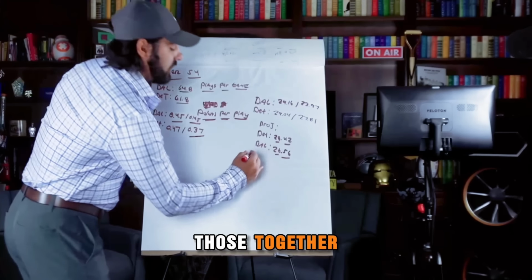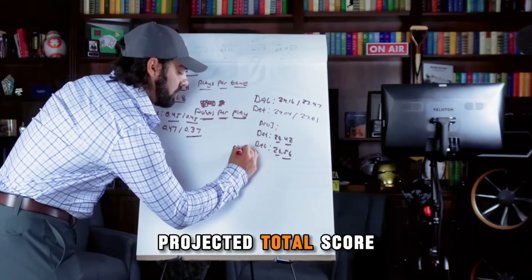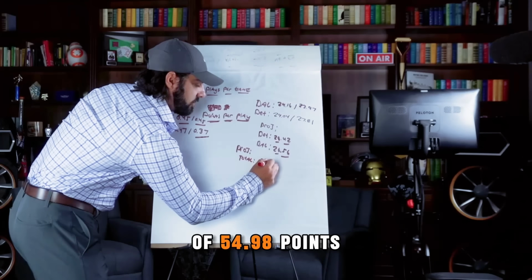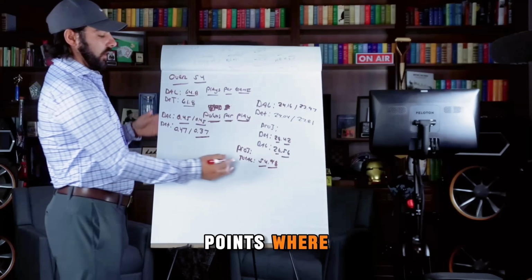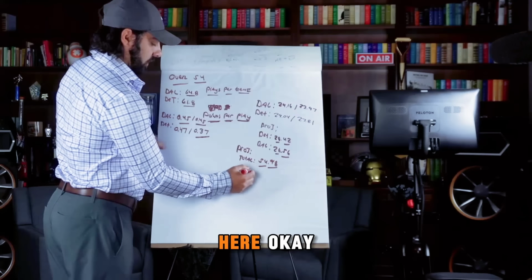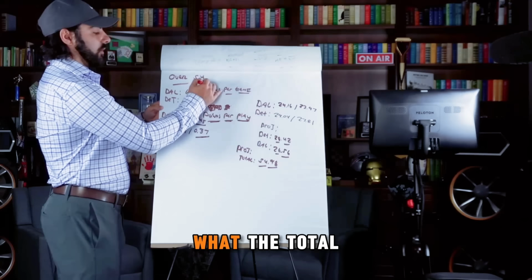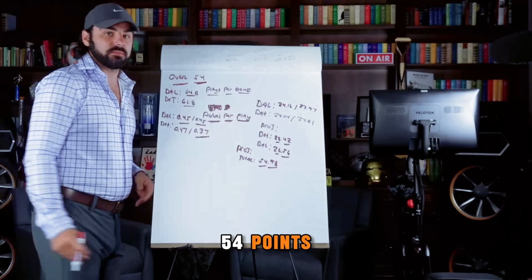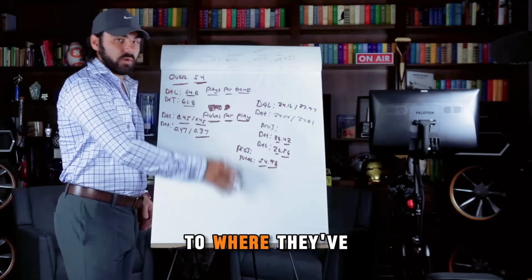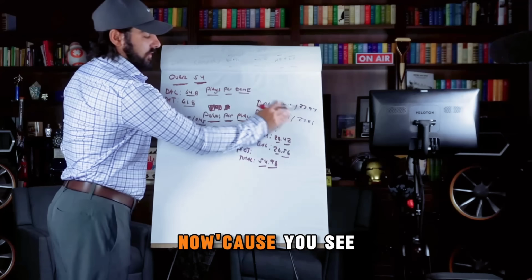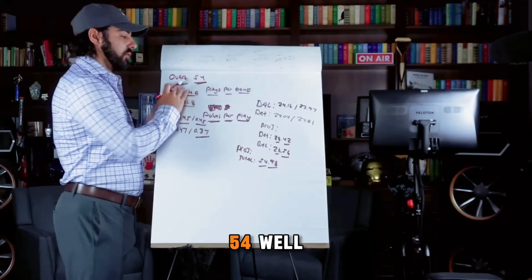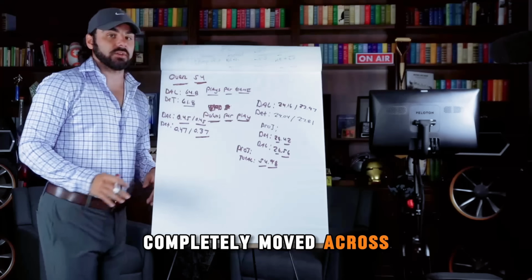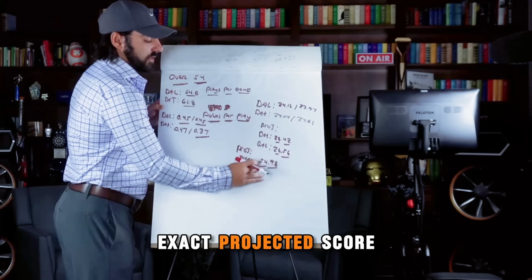When you add both of those together, you get a projected total score of 54.98 points, so almost 55 points. Look at where this brings us here, okay? 55 points, look at what the total has moved to: 54 points. So right on line to where they've moved the total now, because you see where I showed you the line movement started at 48, now it's at 54. Well, it completely moved across now to where the exact projected score should be.